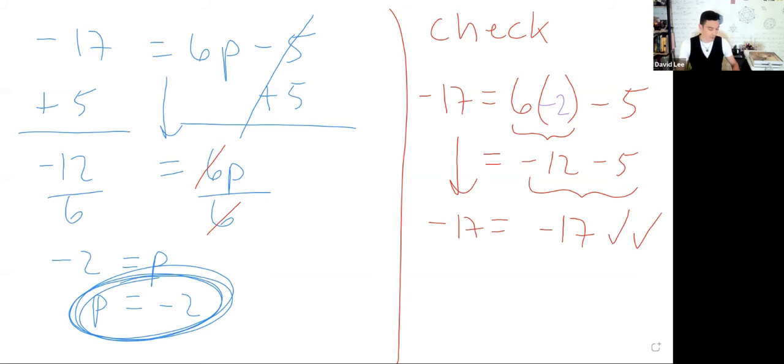So let's try one more of these. How about I wipe my screen clear? Let's get rid of all that. And let me take a look here. How about let's try this one here. So there's one that says negative 2/3 m minus 4 equals 10.